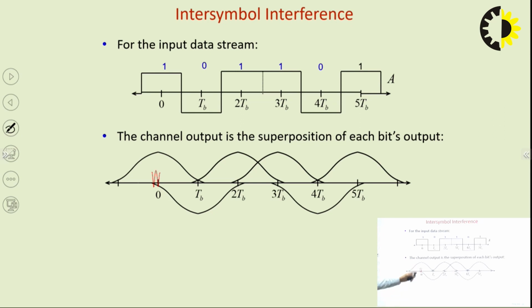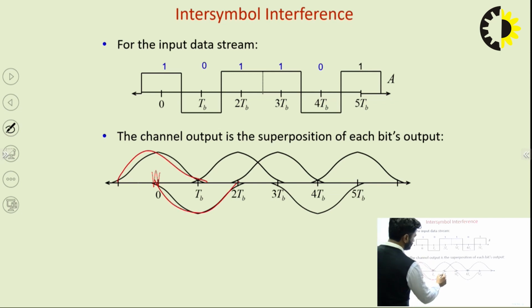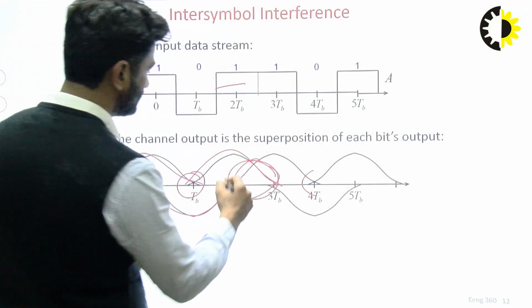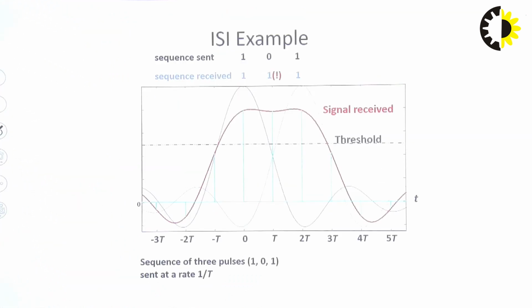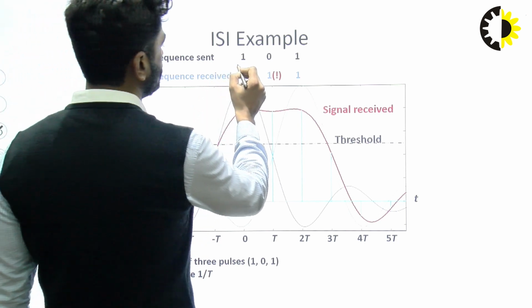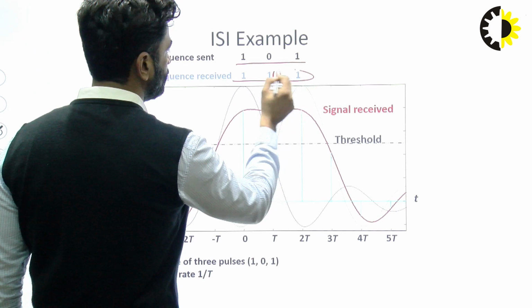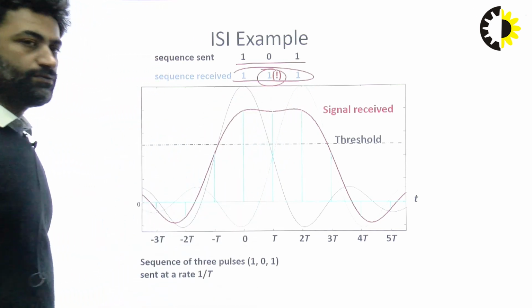Now here in this slide you can see the spreading of the pulses taking place. One is spreading out this way, 0 is spreading out in the negative domain, and again one is spreading out this way, and here you can see the overlap of the adjacent pulses. That overlap will cause the ISI. Here you can also see a sequence of bits. We have to transmit 101, but instead of sending 101, we are receiving 111. That is called the ISI.